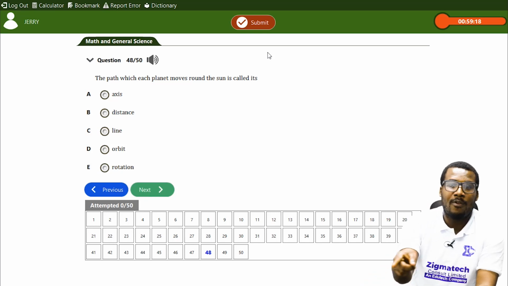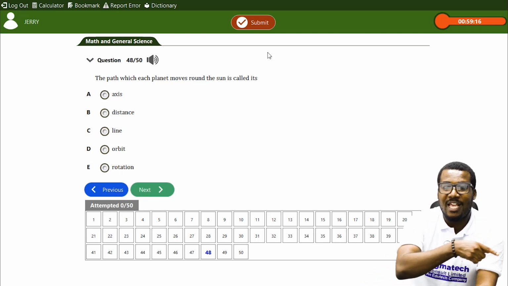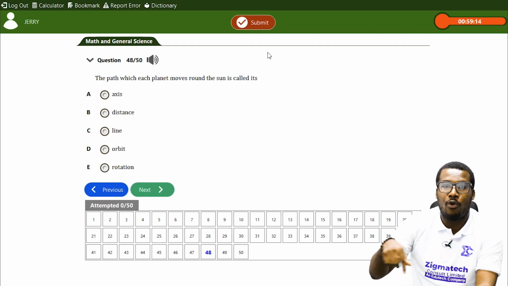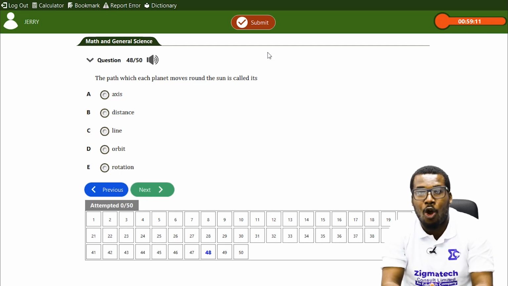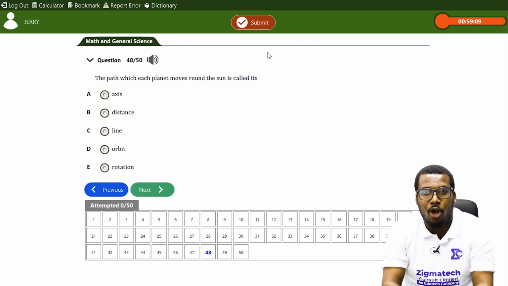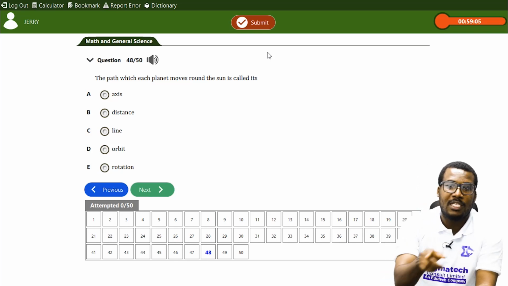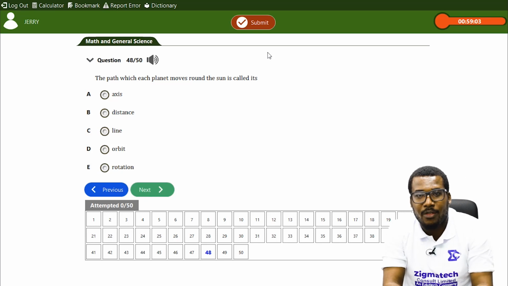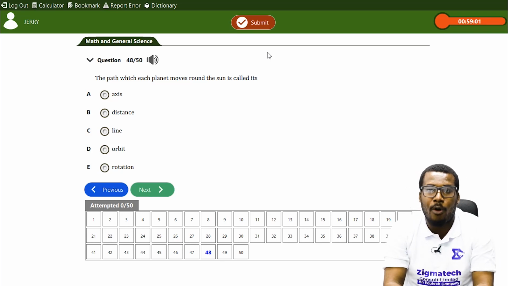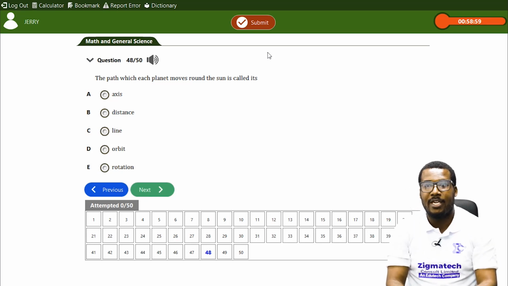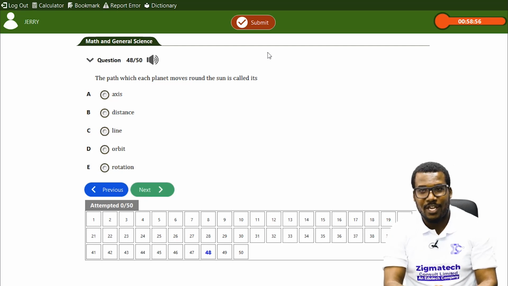The number of days it takes for a planet or a body to revolve around a larger body is known as orbit. For our Earth, it takes 365 days for our planet to revolve or orbit around the sun to make 1 year. So please, your answer there is D.